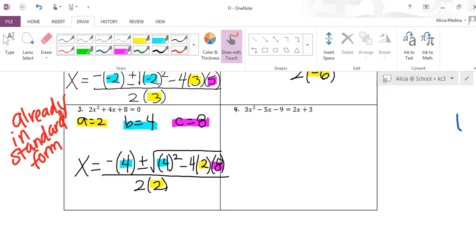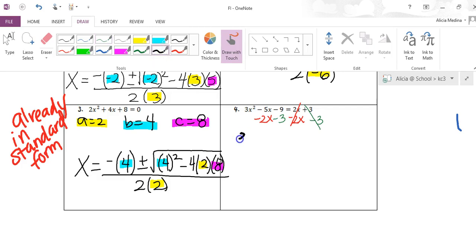Number 4, it is not in standard form. I have multiple terms on each side, and I have to get equal to a 0. So what I'm going to do is I'm going to move my terms where my x squared term is. So I'm going to move this 2x by doing the inverse operation. It is a positive, so I must subtract it. I also have to get rid of that positive 3. If I'm adding it, the opposite is to subtract it over to the other side.